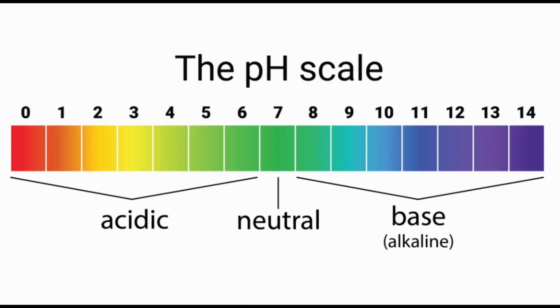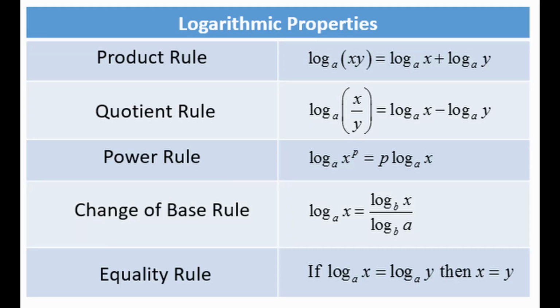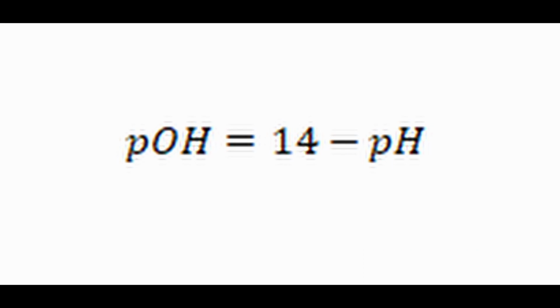So, neutral water has a pH of 7 at 25 degrees Celsius. pOH equals 7, and pKw equals 14. And we can see right away that pH plus pOH equals pKw equals 7 plus 7 equals 14. Remember, with exponentials and logarithms, multiplications and divisions can be handled with simple additions and subtractions. In fact, if one knows the pH, one can get the pOH by subtracting pH from 14.